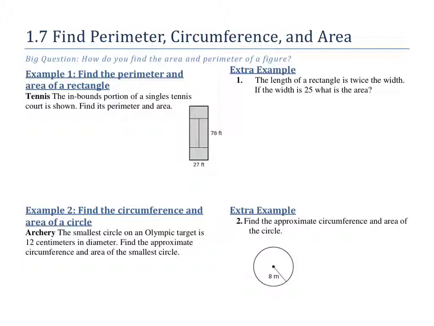So example 1. Example 1 right here, find the perimeter and area of a rectangle. So here's my rectangle. It says tennis. The inbounds portion of a singles tennis court is shown. Find its perimeter and area. So our perimeter for a rectangle we know is 2 times the base plus 2 times the height. That's one of the things. Here's my directions. Find its perimeter and area. And then an area for a rectangle is the base times the height.